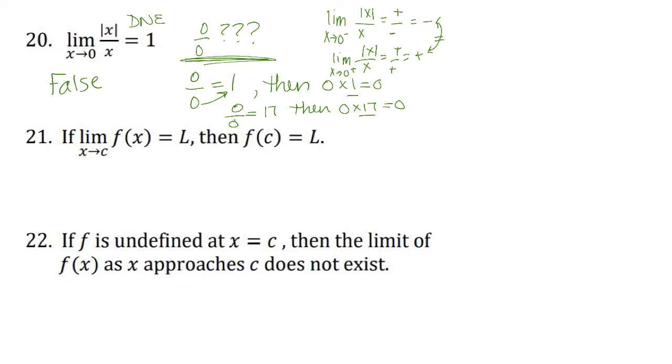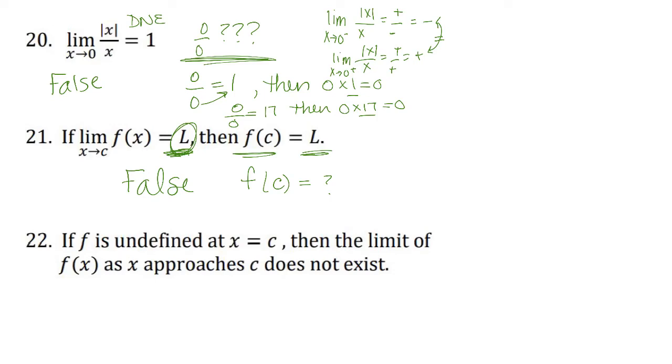Number 21: the limit as x approaches c of f of x equals L, then f at c equals L. Well, that's doing an awful lot of assuming here, because the limit can have one value, but the actual function's value could be something else. This is the intended y value, and this is the actual y value. That's not always the same, so this one is false.